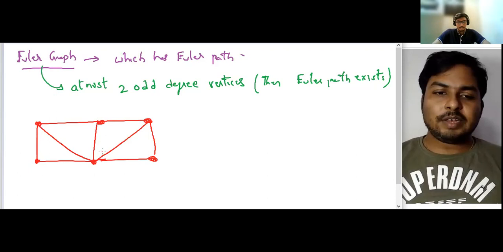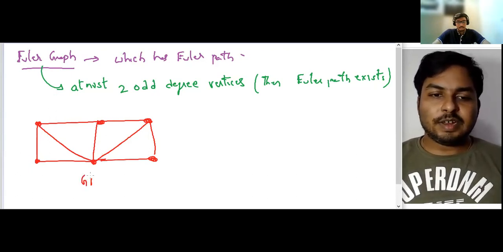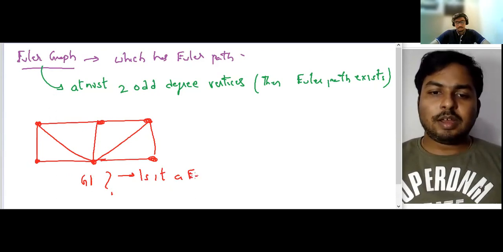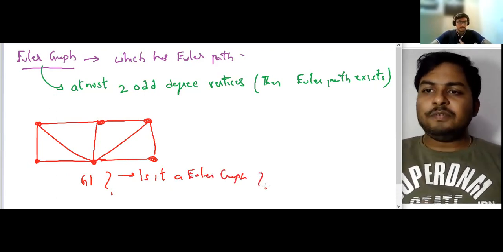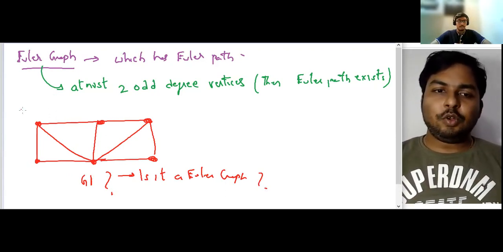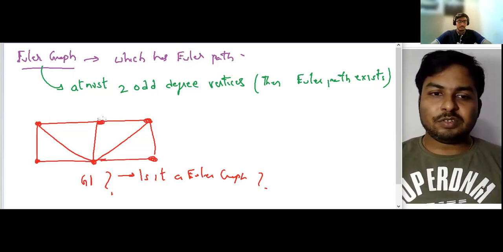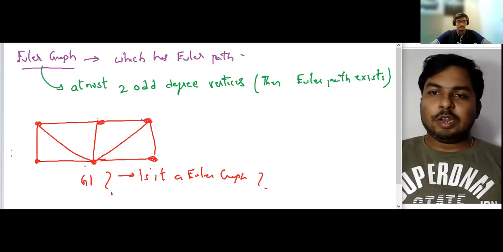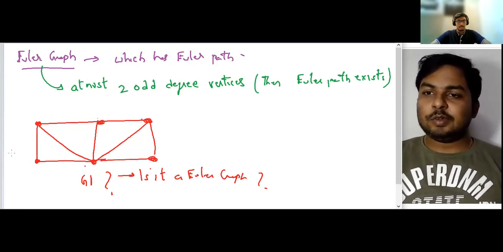Somebody has given you a graph G1 like this, and they're asking you, is it a Euler graph? One way to check whether it is a Euler graph is to draw a Euler path. You will draw a line from this to this, from this to this, and go on doing it, and if you find a Euler path, you can say that yes, it is a Euler graph.